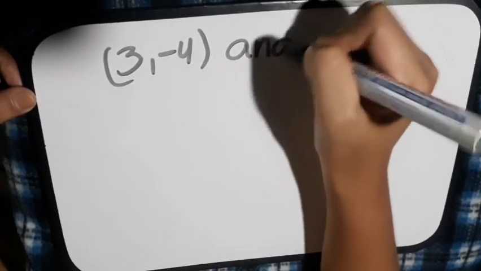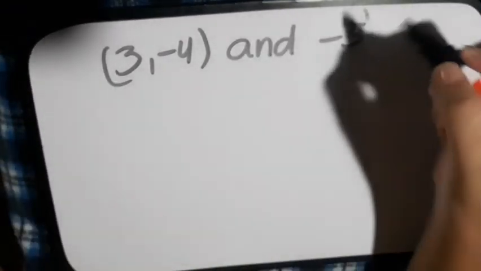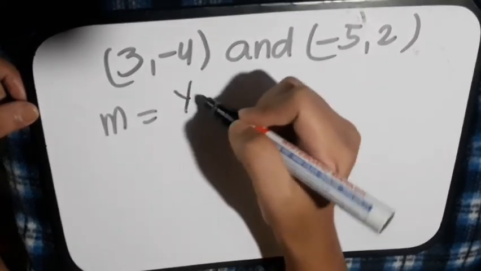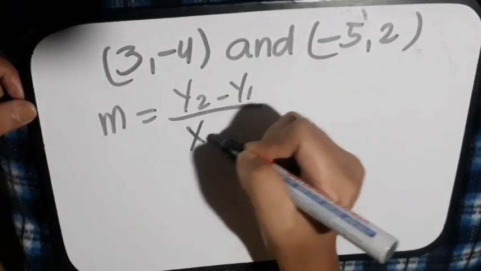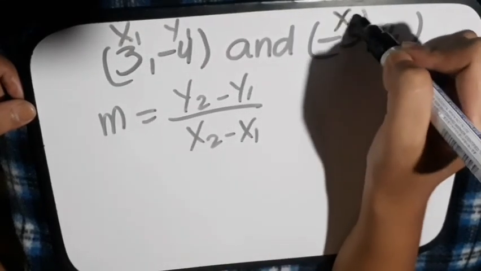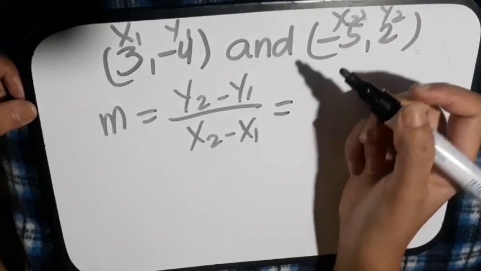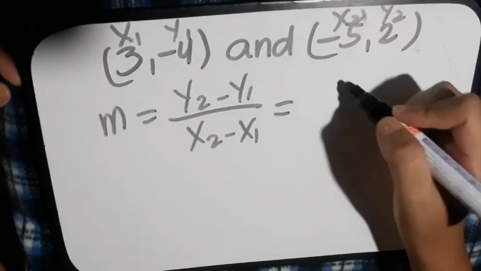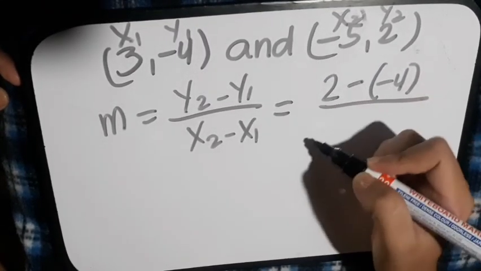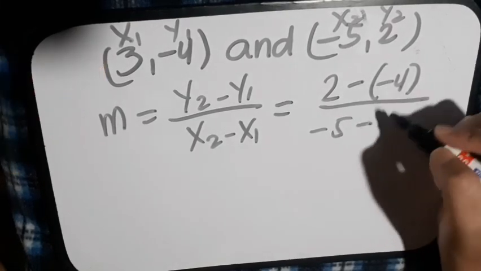Okay, for the final example, let's consider the points 3, negative 4, and negative 5, 2. Okay, so let's write the formula. M is equal to y sub 2 minus y sub 1 over x sub 2 minus x sub 1. Then name the points x sub 1, y sub 1, x sub 2, y sub 2. After that, substitute the value of y sub 2, which is 2, minus our y sub 1, which is negative 4, over x sub 2, which is negative 5, minus our x sub 1, which is 3.